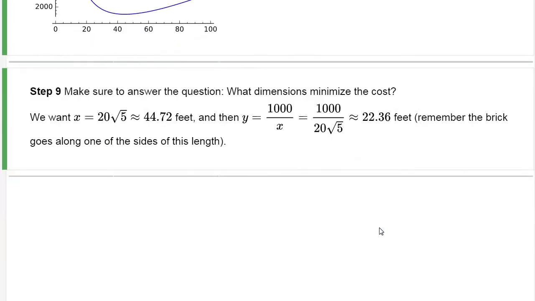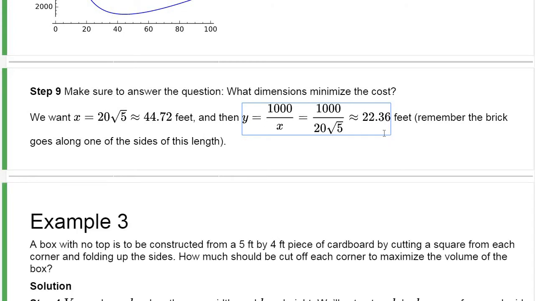So the question says, what dimensions minimize the cost? So x should be this 20 square root of 5, or approximately 44.72. For y, I remember I have a formula, so I just take this x and put it into this formula for y and calculate, and this turns out to be 22.36. And remember, the brick wall goes along one of these y sides, so this should make sense. The brick is more expensive, so I would expect the brick side to be shorter, and it is. It's like half the length of the other side.